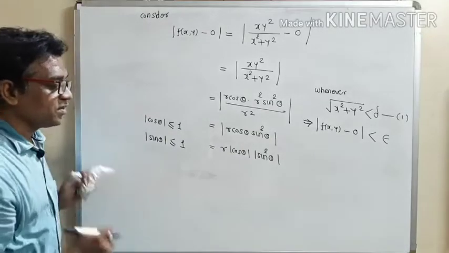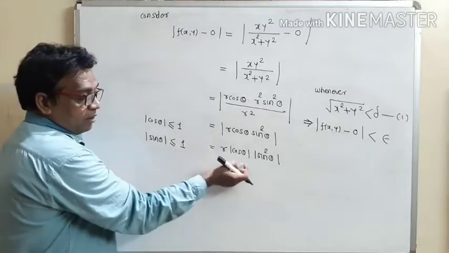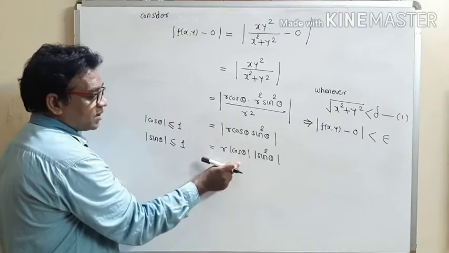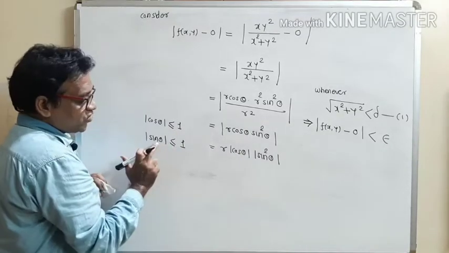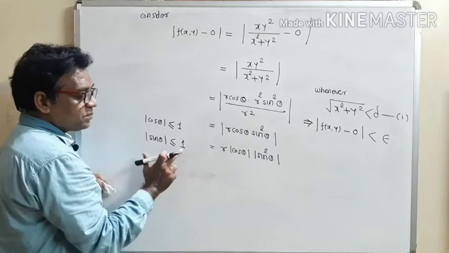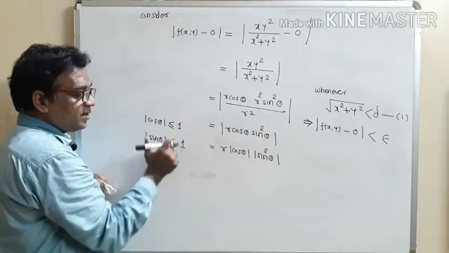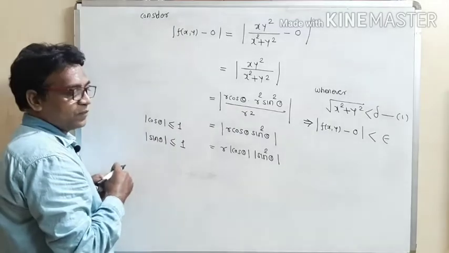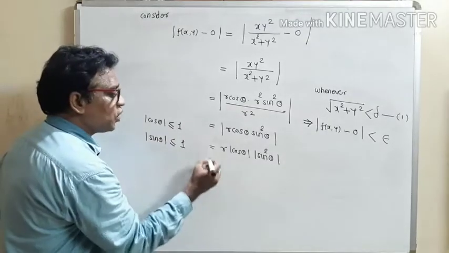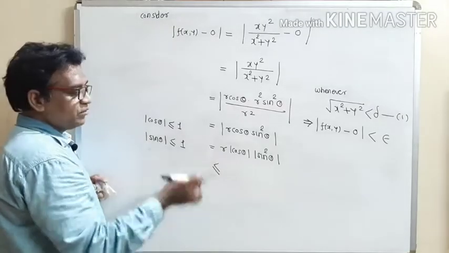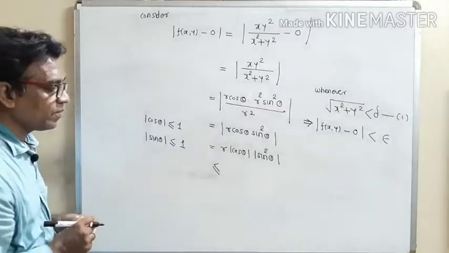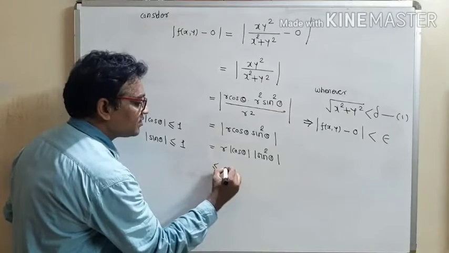Now see what is the process. Instead of cos theta, we can put this maximum value 1, and instead of sin theta, we can put this maximum value 1, by taking the symbol less than or equal to. So instead of this equality, write here less than or equal to, because we now put the maximum value. R is as it is.